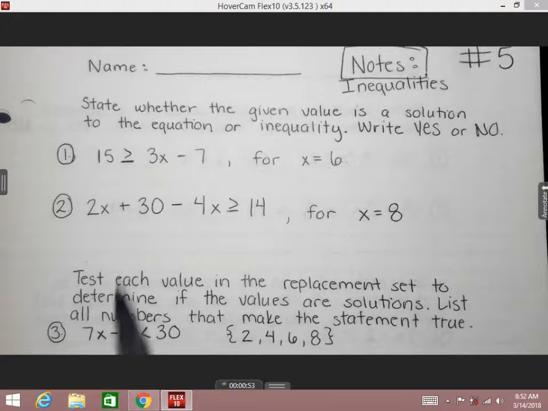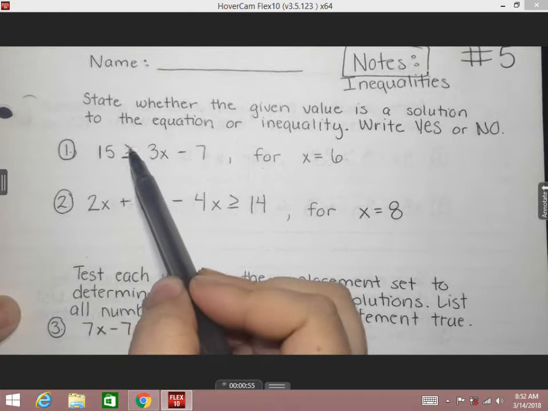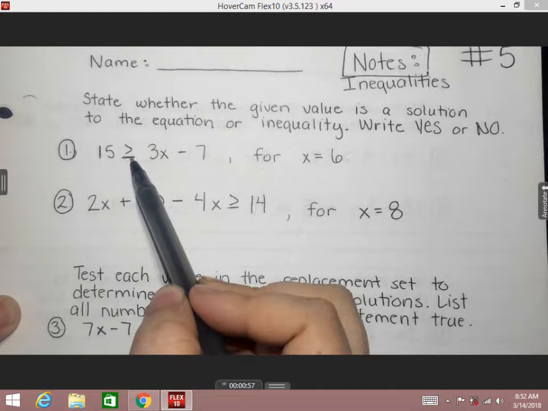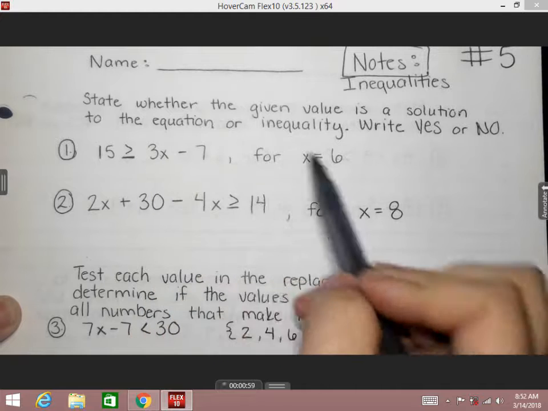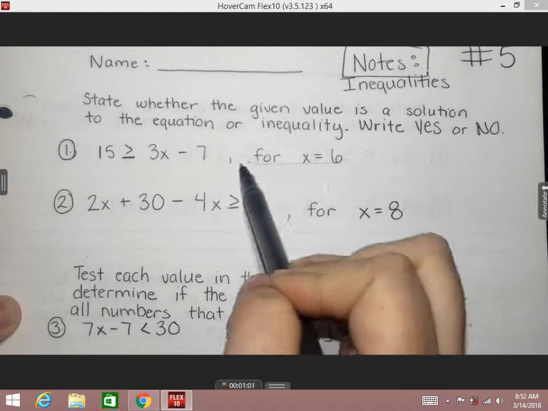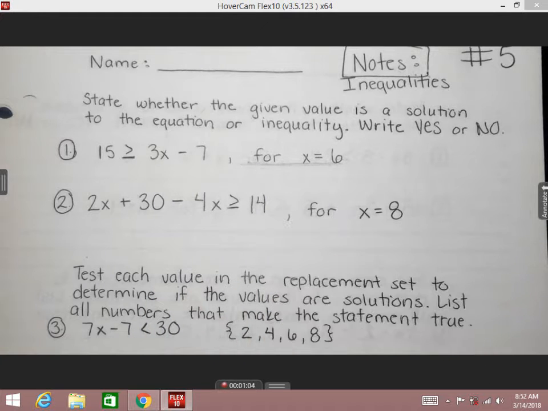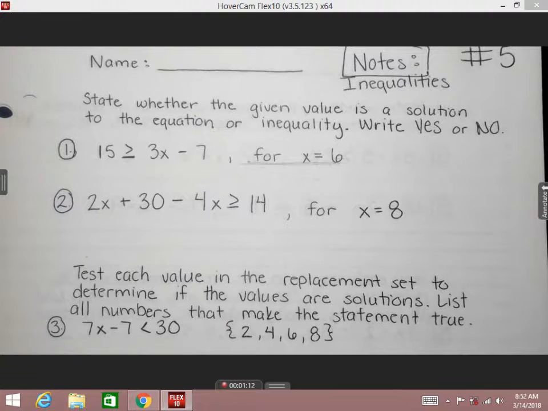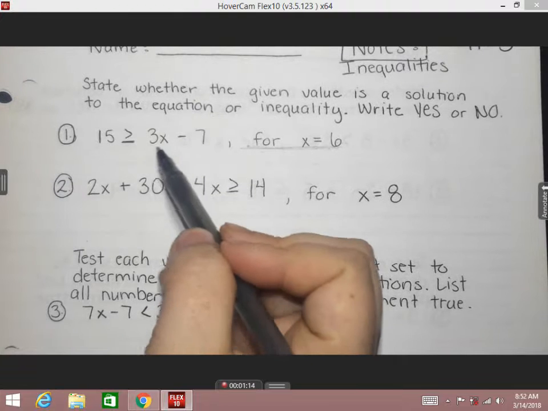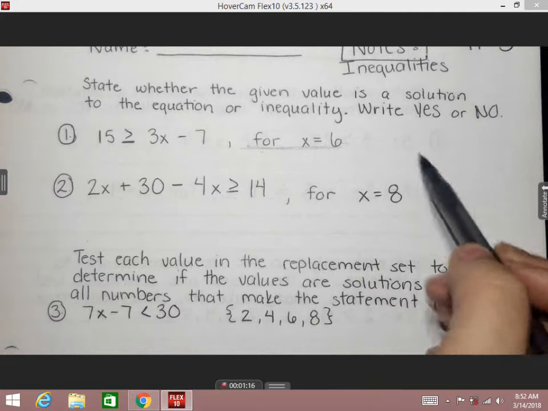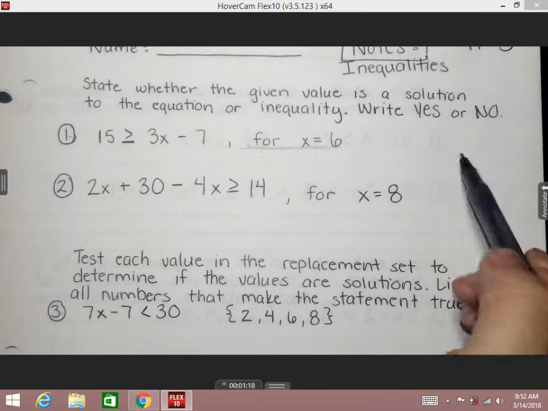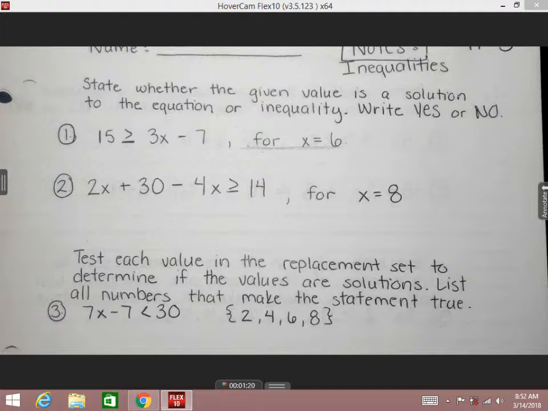All right? And you'll see when I read this, it says 15 is greater than or equal to 3x minus 7. And then what does it say down here? Or x equals 6. So what is it that I'm doing with that 6? Faith? Putting it in place of the x. Now guys, I'm going to write really small. I'm going to fit it in here. If you want to come over to the side and do the work, or get out a piece of paper, that's absolutely fine.